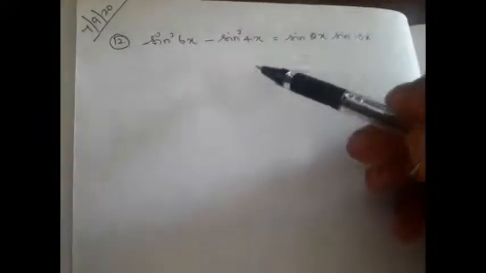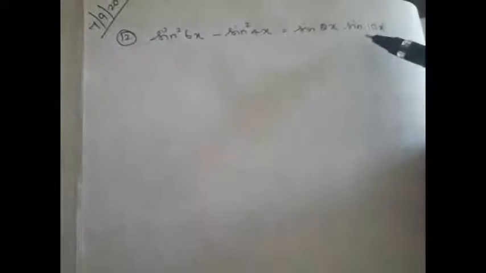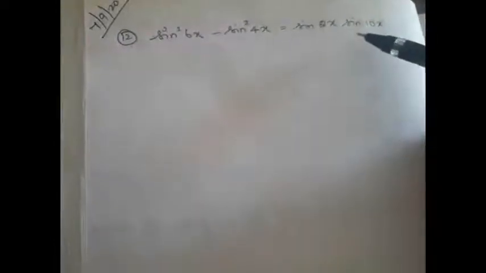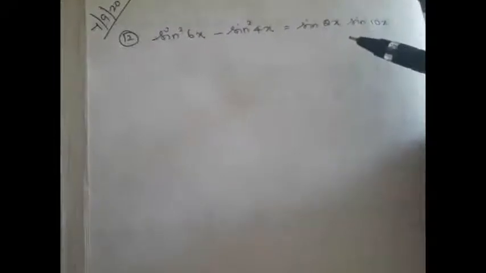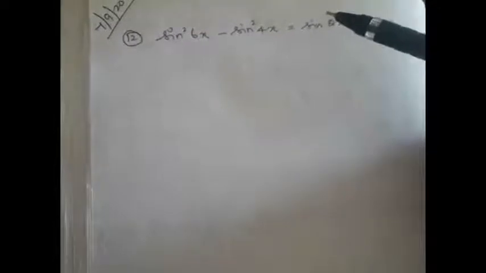Sine square 6x minus sine square 4x equal to sine 2x into sine 10x. If you see the question, on one side it is a difference of sine functions and on the other side it is the product of sine functions, right? So immediately what identity should strike your mind? The last four identities. You will be having sum or difference of sine and cosine functions on one side and the product on the other side. Hope you remember, I told you, no, s plus s, s minus s.